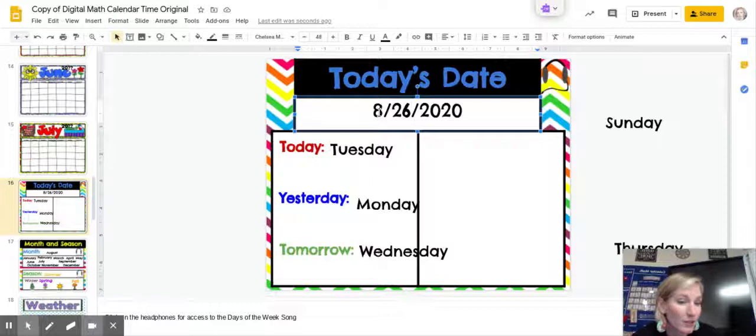And yesterday we talked about each month has a number. January, February, March, April, May, June, July, August. So that's why we put an 8 there. And this is the year that we live in.